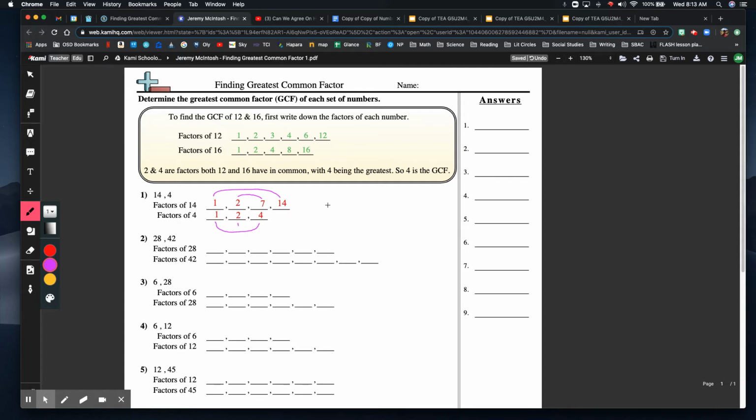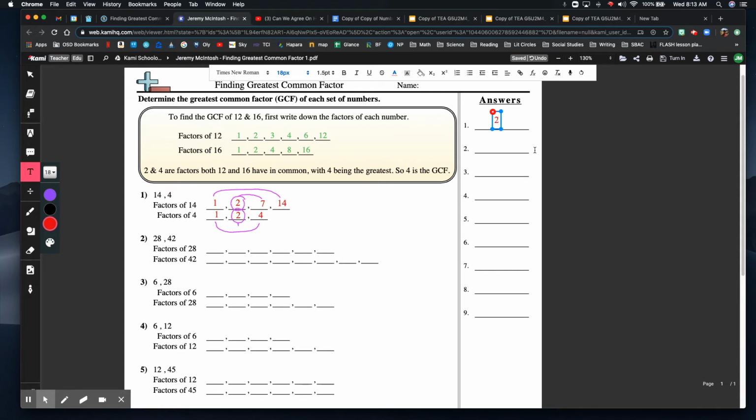So the greatest common factor of 14 and 4: you look for the largest number that we see that's the same number. In this case, we'll always have the 1 as the same, right? But in this case, the 2 is our greatest common factor. It's the number that shows up that's the same, and it's the biggest number. So over here in my answers, I'm going to write the number 2. Okay? So the greatest common factor is the largest number that matches.